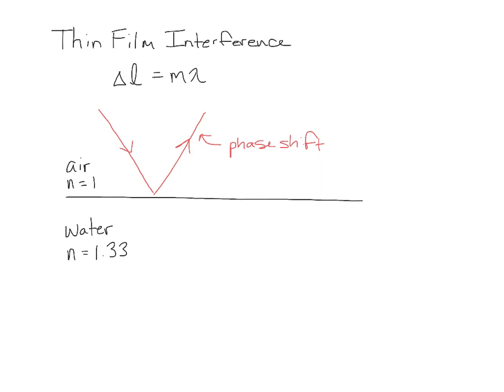The wave's going to be inverted, just like you saw with the spring. But if I had light coming up through the water and reflecting off that interface, that wave is traveling through a slower medium and reflecting off a faster medium, and that behaves as a free boundary. So this reflected wave would have no phase shift. And that phase shift becomes important when we start talking about the path length difference for thin film interference.